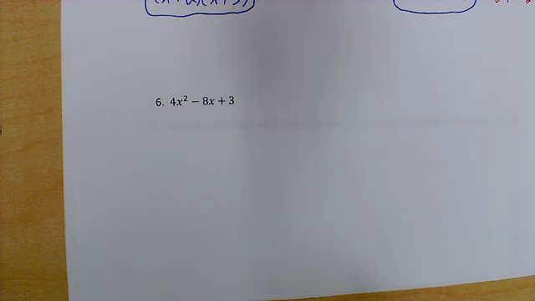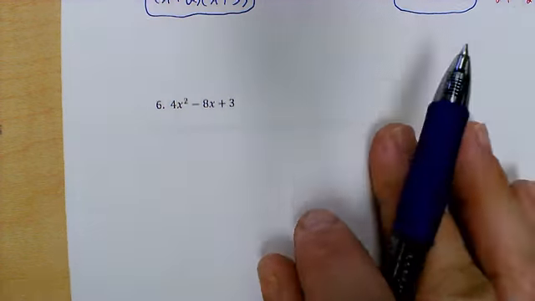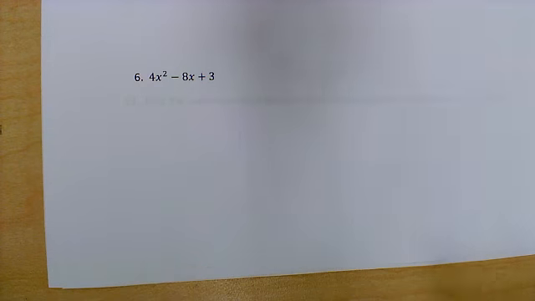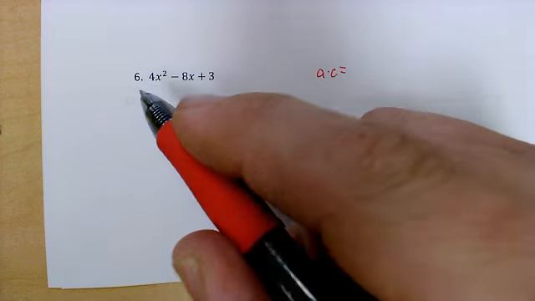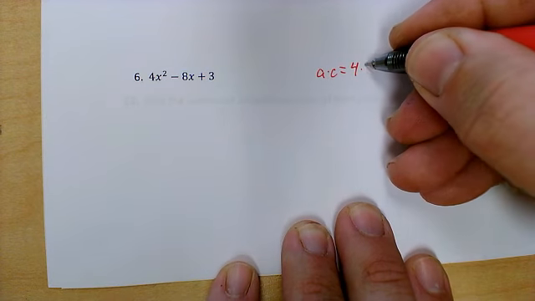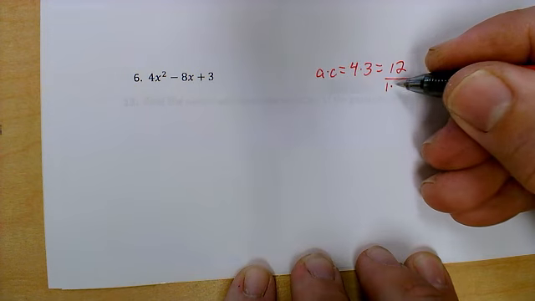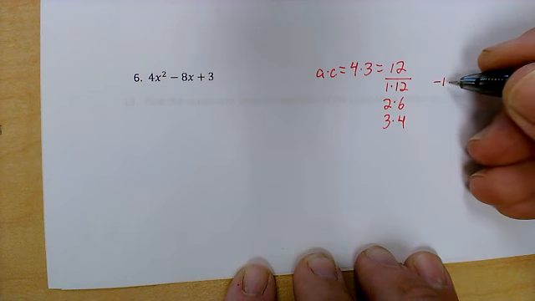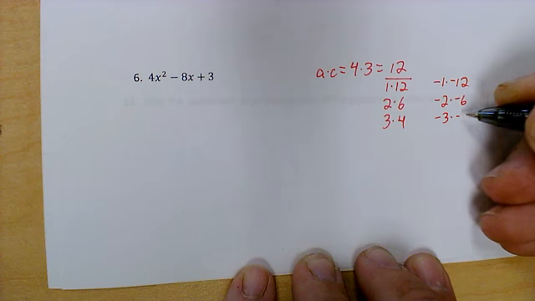Now looking at this last factoring example, you still do not have a greatest common factor, but because your a value is something other than 1, like it was in the previous problems, where it was 1x squared, I do have to do a process called factor by grouping. To do that, we're going to do a times c, which in this case will be 4 times 3, which will equal 12. And we'll write out everything that multiplies to 12. So for instance, 1 times 12, 2 times 6, 3 times 4, also negative 1 times negative 12, negative 2 times negative 6, negative 3 times negative 4.